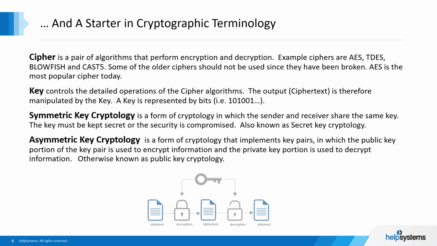cryptology for that reason. Asymmetric key cryptology is where the key pairs are not the same. So there is a public key and a private key. The public key is used to encrypt the information, and then a private or secret key is used to decrypt that information back. And this is typically known as public key cryptology.